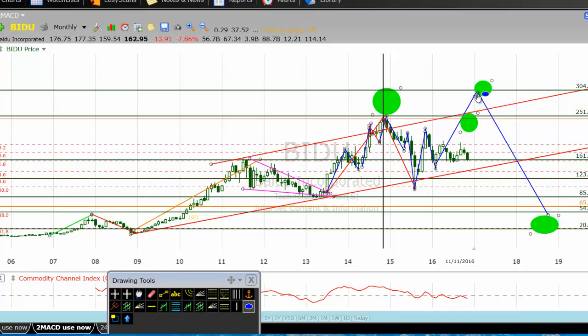The C part should be following a 1, 2, 3, 4, 5 wave down, bringing the price to the zone of $54 and $20. But for the flat correction, the conservative target should be set somewhere between $161 and $123. The C part can stop in that zone.